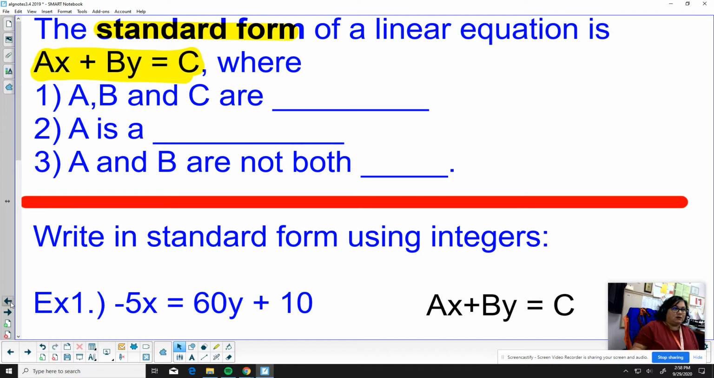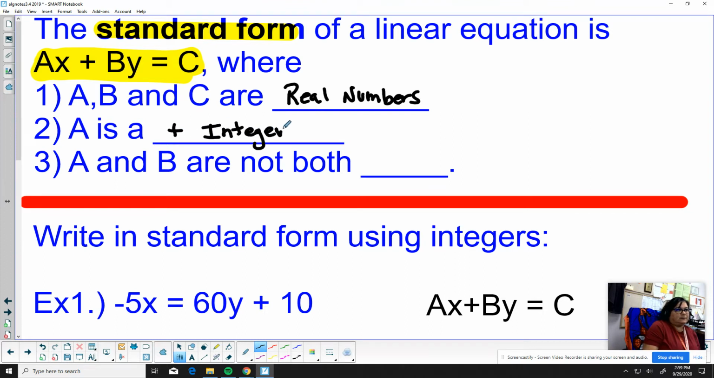Okay, so standard form of a linear equation is ax plus by equals c. Press pause and write that down. That's important. A, b, and c are real numbers. A is a positive integer, so it can't be negative, it can't be a fraction, it can't be a decimal. It has to be a positive integer. And A and B are both not 0. So these are the three rules that go along with the form.